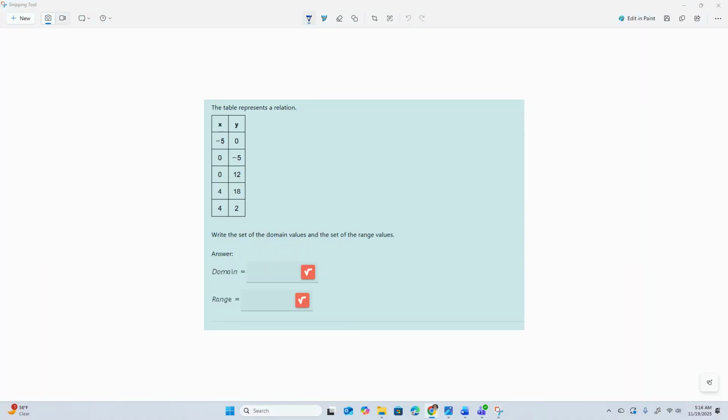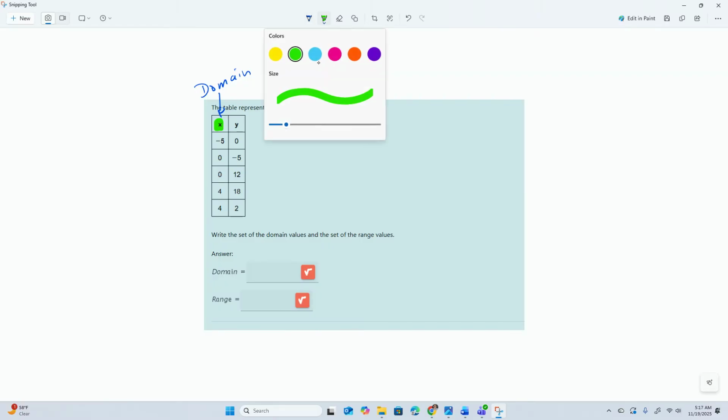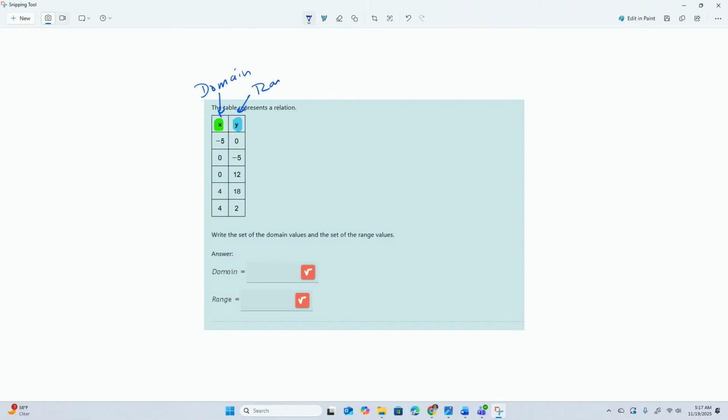And here's question number 5. Again, we have a table. Remember that all the X values have another name. The X, we call it domain. And all the Y values, we call it the range. So all the numbers in the X column, so all of these here, see? That will be your domain. You're going to list the domain. Remember, write it in between braces.